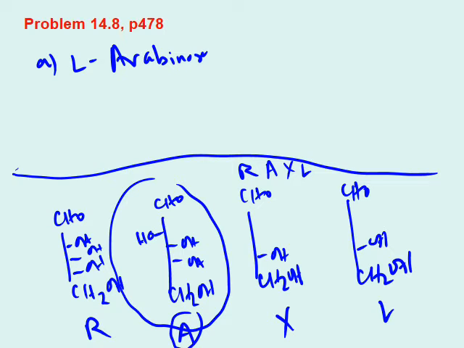That would be the answer to the question that they're asking for. So let me write that down. CHO on the top, CH2OH on the bottom, and I'm just copying this from here to here. You'd have this OH on the left, next two OHs on the right.